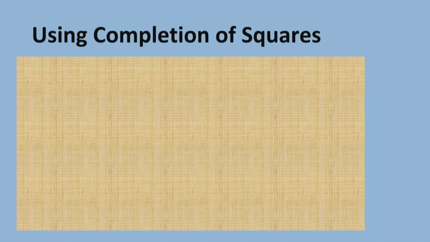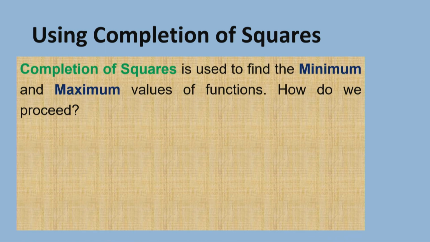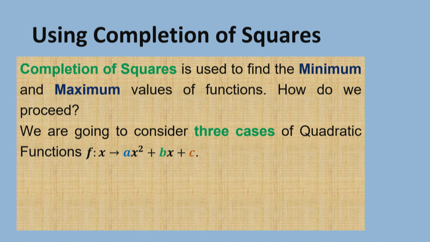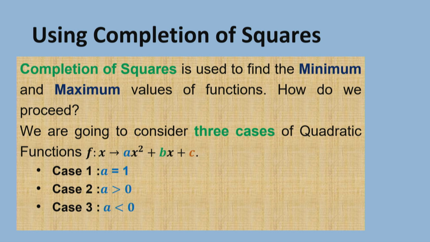So let's now move to the completion of squares. How do we do that? Well, completion of square is simply a method that is used to find the minimum or maximum values of a function. How do we proceed? Well, let's consider 3 cases of a quadratic function. The first case will be where a equal to 1. The second case will be where a is greater than 0. And the third case will be where a is less than 0.